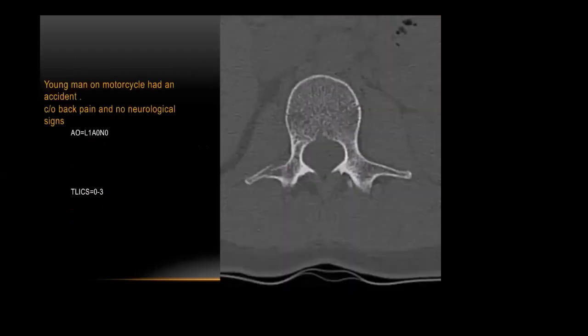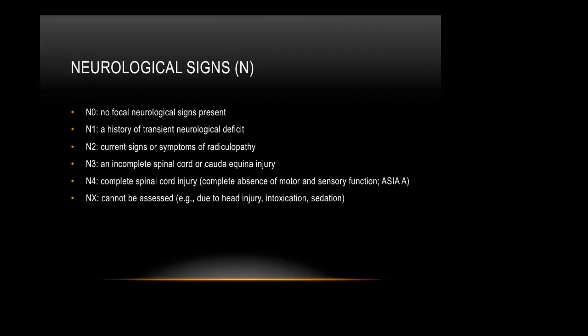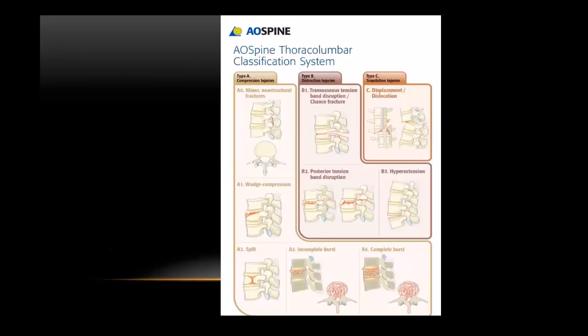So I hope you have understood the difference between the AO and the TLICS classification systems. One more time, we will just go through it, and then we'll go to the exercise. The whole idea today is to classify the fractures and at least be good enough so that you can communicate easily.